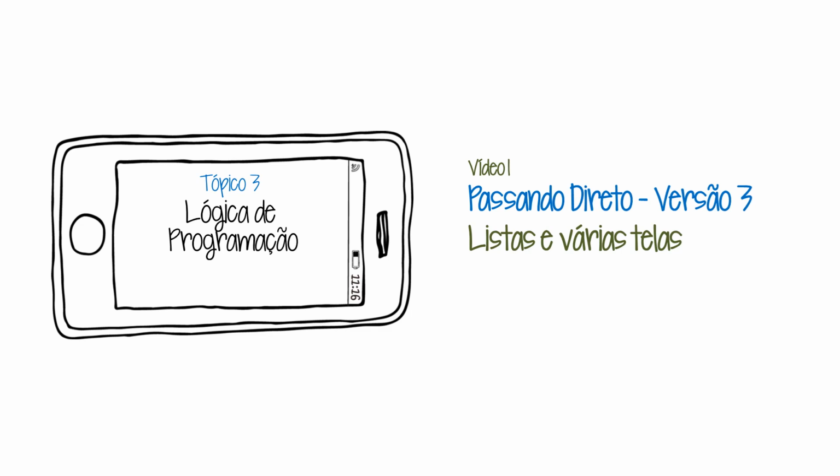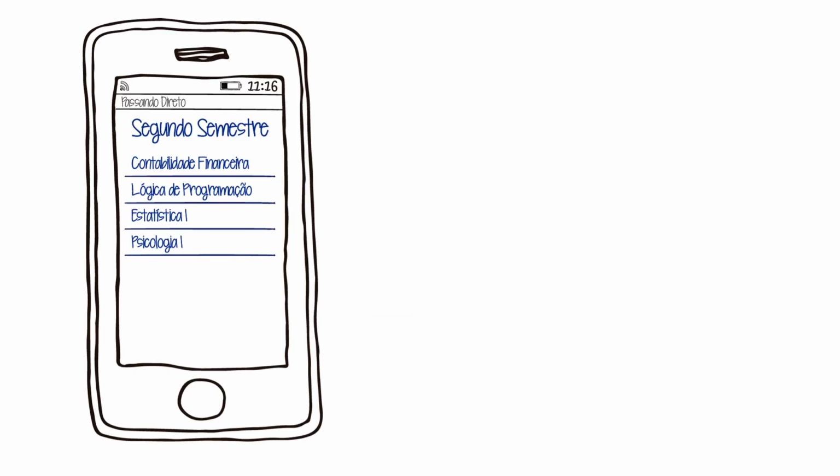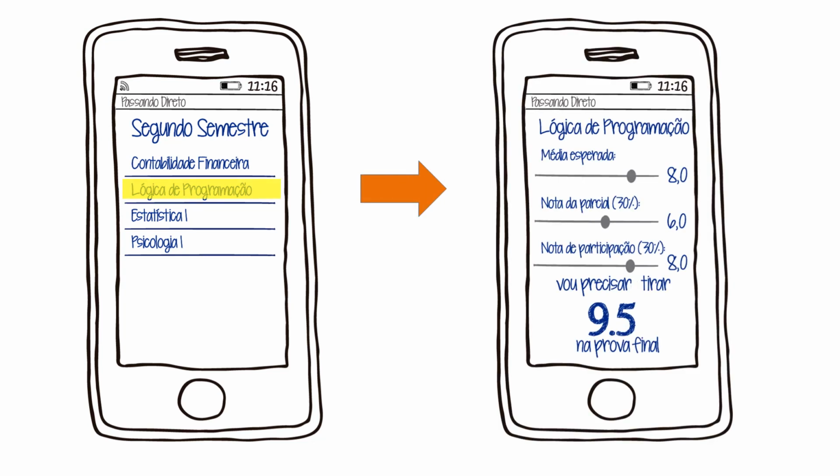Hi! Today we're going to work with lists and multiple screens. First, let's take a look at our sketch. On the main screen, we have a list of courses. When I choose one of these courses, I go to a simulation screen, very similar to the one we have already created before. There are two differences.